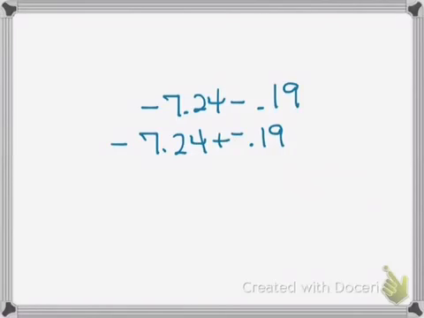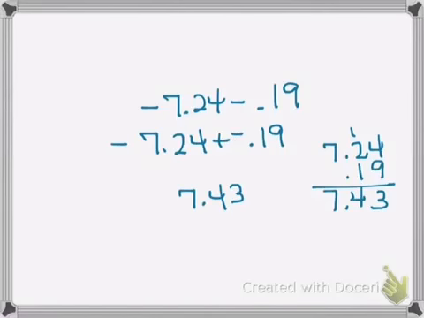So when I take it to the side, I'm going to add 7 and 24/100 and 19/100. I'm going to add those to give me 7 and 43/100. And the song says to add and keep. Keep whatever sign they were both originally, so it's negative 7 and 43/100.